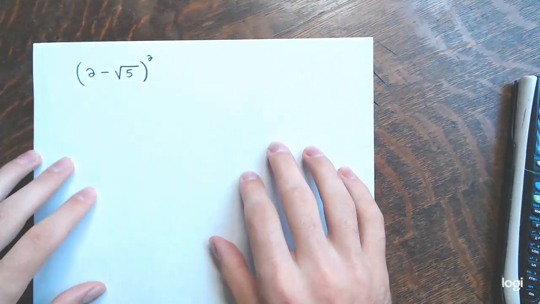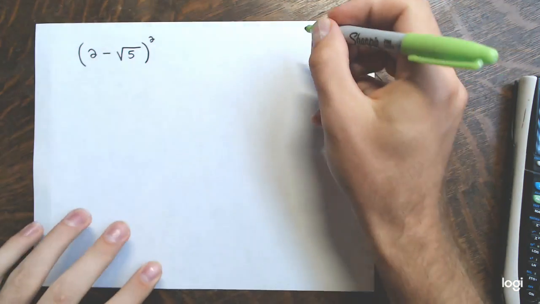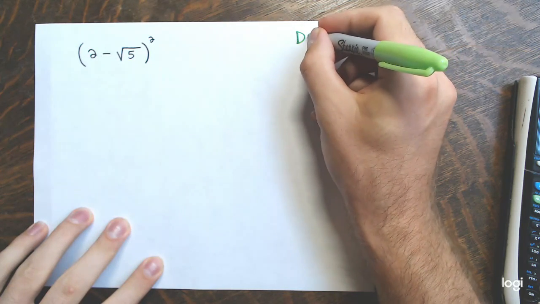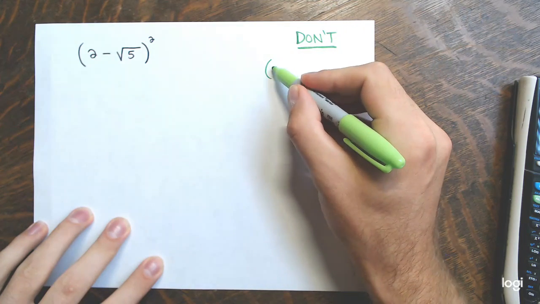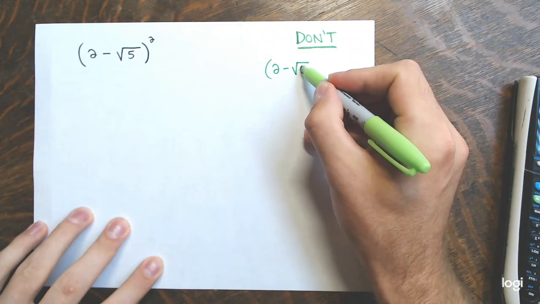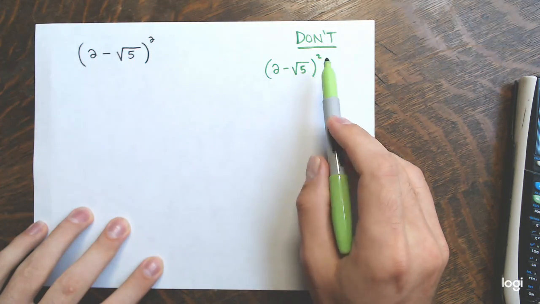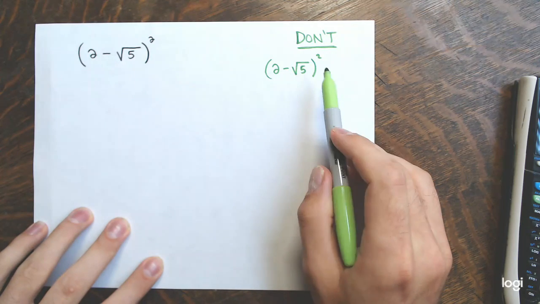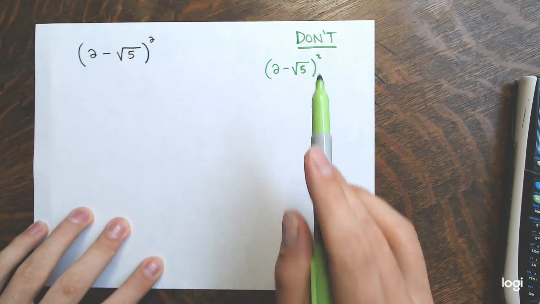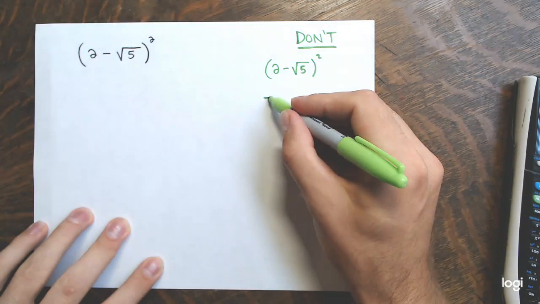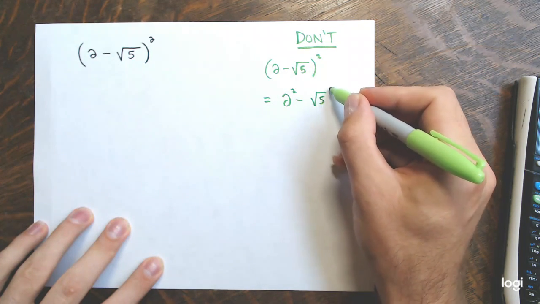This one might be a little trickier. People tend to make this mistake. Please don't, off to the side here, I'm going to tell you, don't do the following. You see 2 minus the square root of 5 squared, and then people like to distribute the powers. You don't distribute powers. The only time you distribute something is when you're multiplying, not raising to a power. So people very often say, oh, this is equal to 2 squared minus the square root of 5 squared.